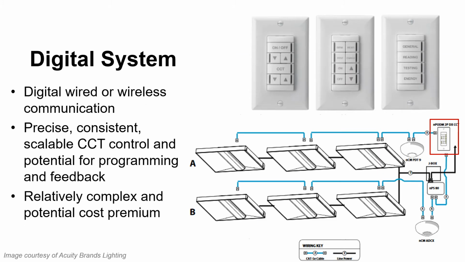In a digital system, digital signals are transmitted using low voltage control wiring or wirelessly. When using an open standard or sticking with a single control manufacturer, digital control produces precise, consistent, and scalable CCT control, along with the potential for programming, such as scheduling as well as measuring and monitoring of the connected lighting. Due to the greater capability, typically, these systems are more complex and may impose a cost premium over 0-10 volt.